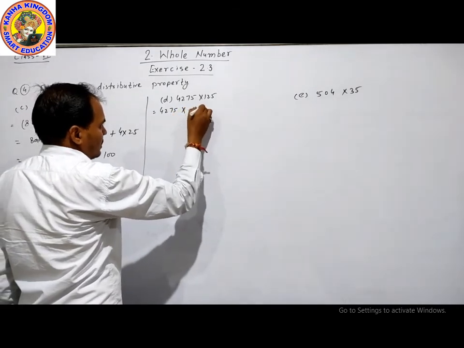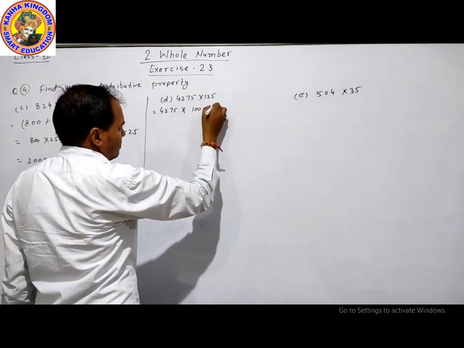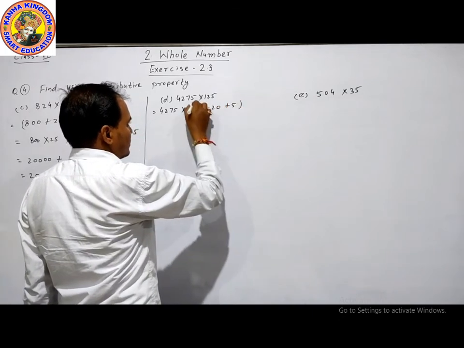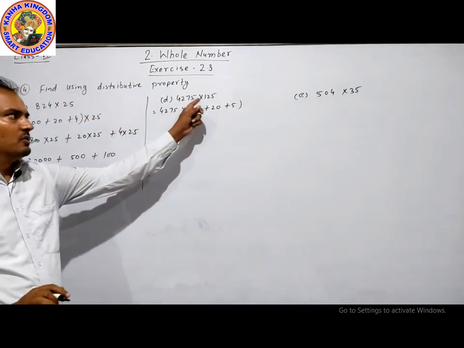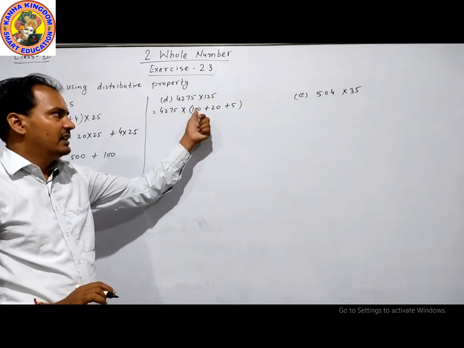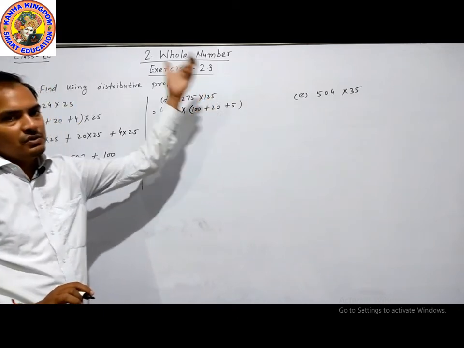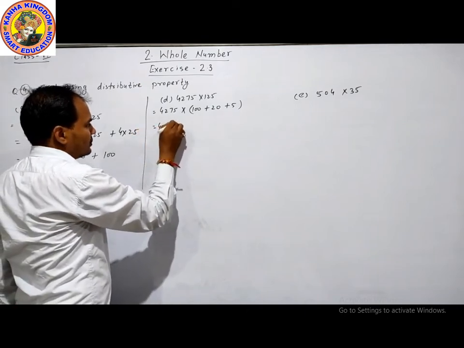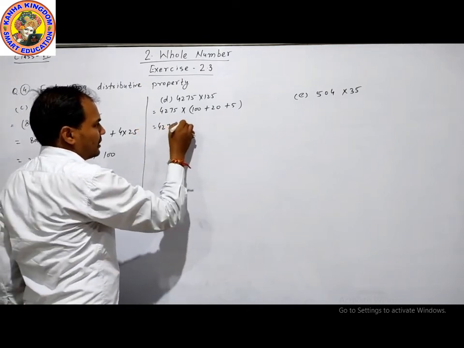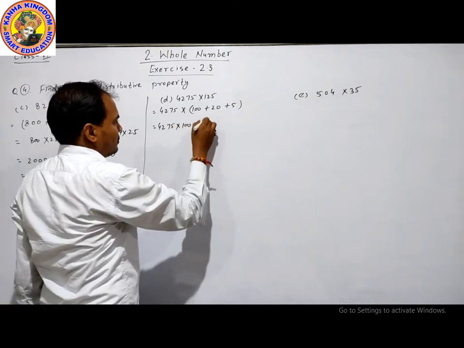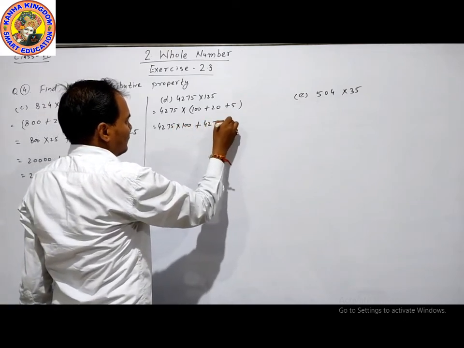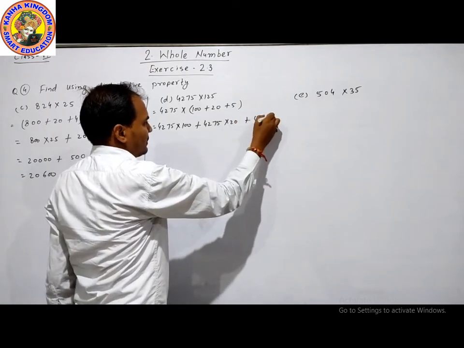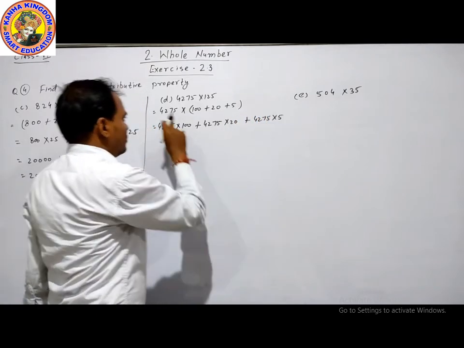125, 100 plus 20, then plus 5. 125 will break in 100 plus 20 plus 5. 4275 multiply by 100, then 4275 will multiply by 20, then 4275 will multiply by 5.